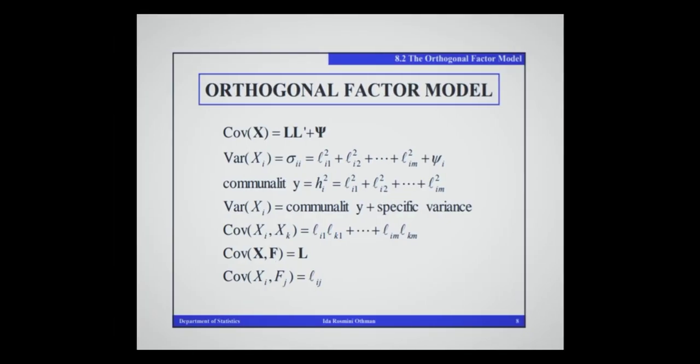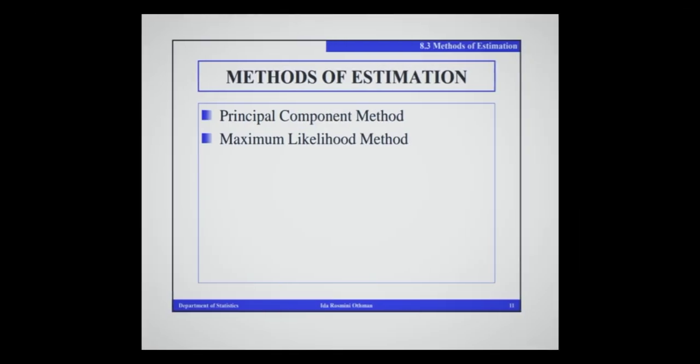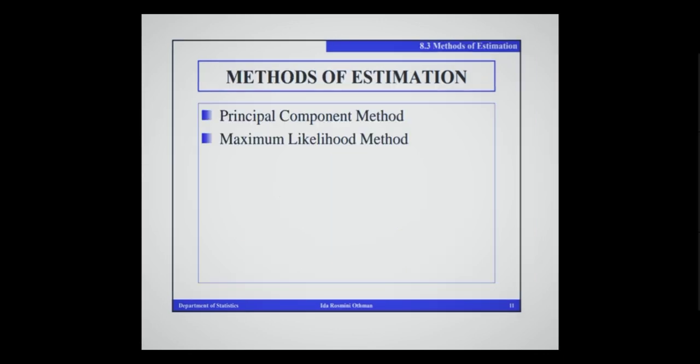Okay, itu matrix, dia punya pengenalan untuk orthogonal factor model. So next topic nanti kita dalam method of estimation, kita akan tengok lagi, we will use all this value lah, communalities, macam nak cari communalities, the variance and so on. Okay, so next adalah method of estimation. We have two methods, which is the principal component method dan juga maximum likelihood method. But for today, I will focus on the principal component method.